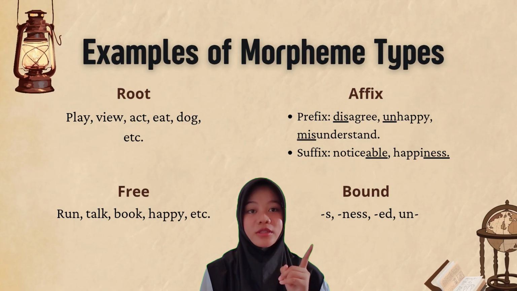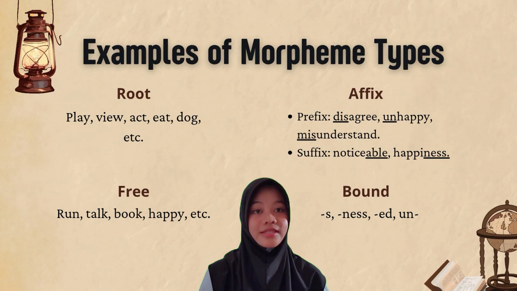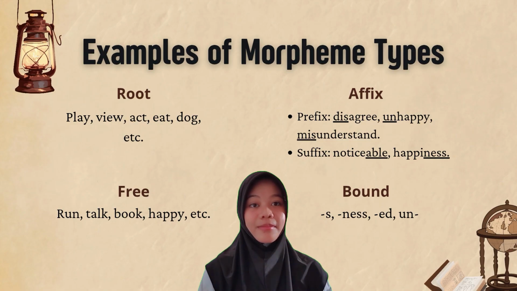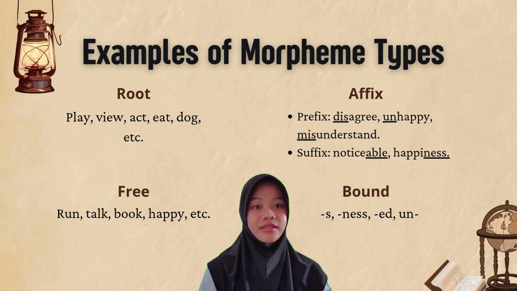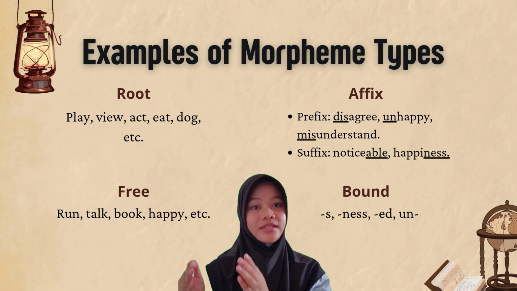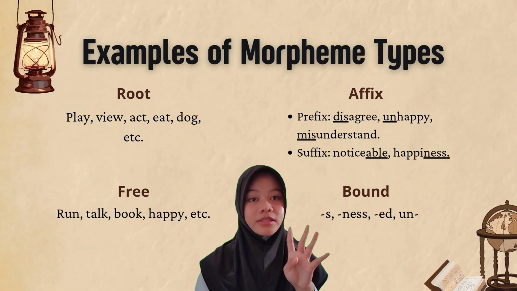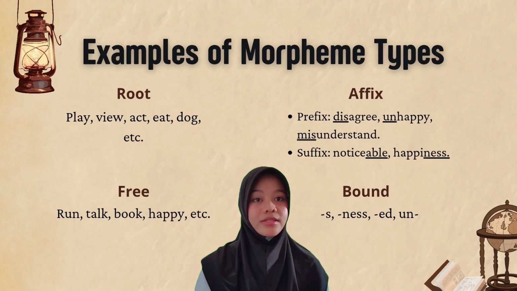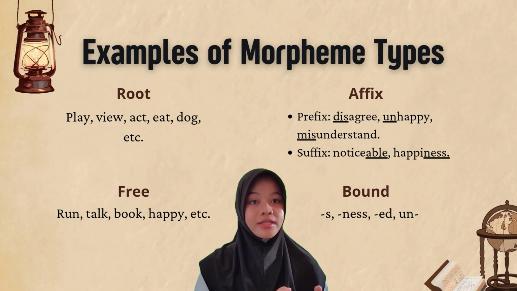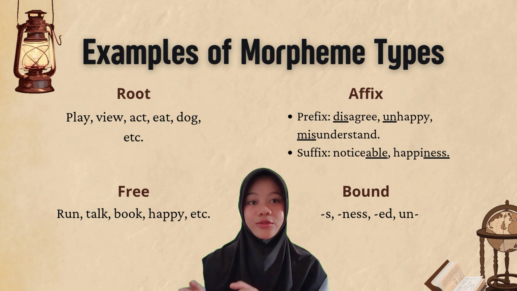First, the example for derivational morpheme is happiness. Second, the example of inflectional morpheme is cars: car plus suffix s. Third, the example of root word is play. Fourth, affix. There are two affixes in English, prefix and suffix. Prefix is before the root word and suffix is after the root word.